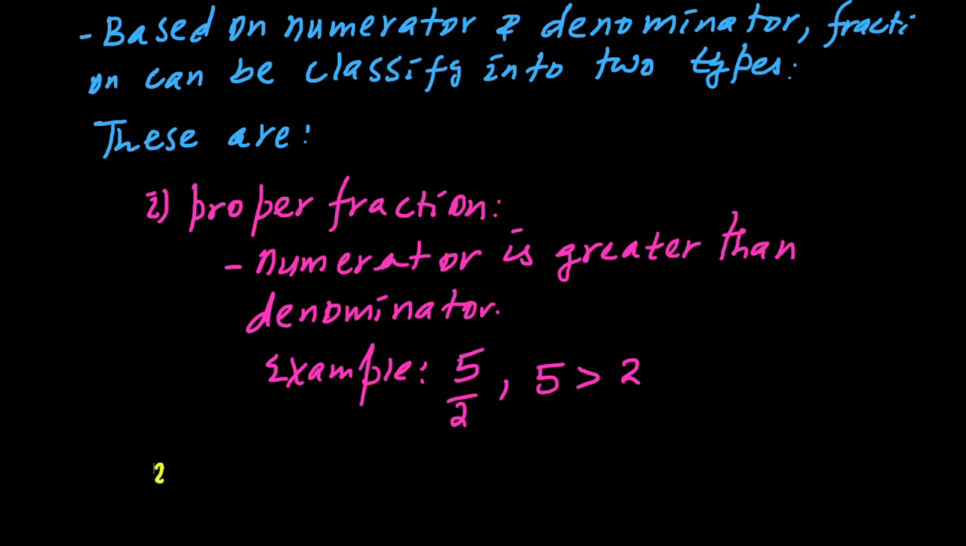The other, the second type of fraction, is the improper fraction. Improper fraction is one where the numerator is less than the denominator.